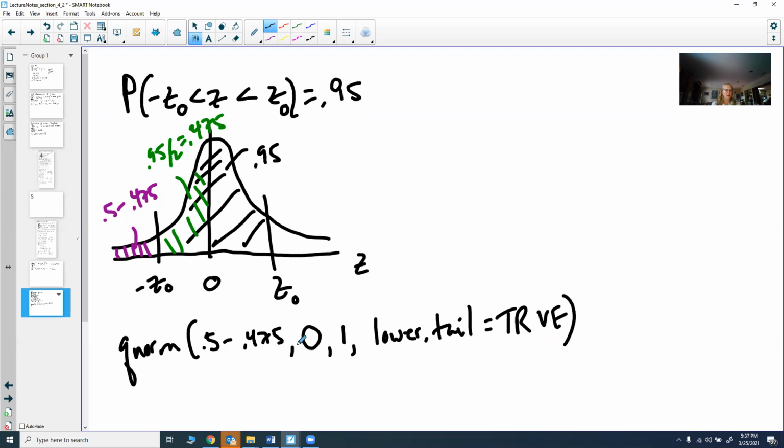Then you go into RStudio and run that command and you'll find out what it is. It'll give you a negative value. The positive is, of course, just the positive of that value, because they're both z0s, just one's negative and one's positive. So once you find this one, you know that one just by changing the sign.